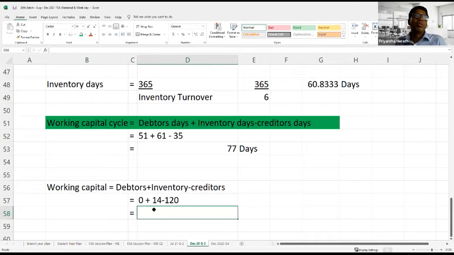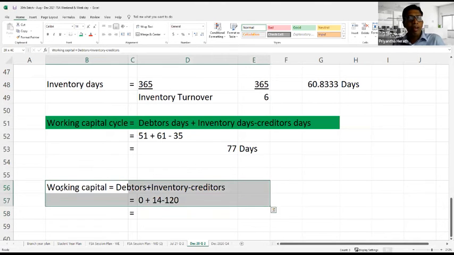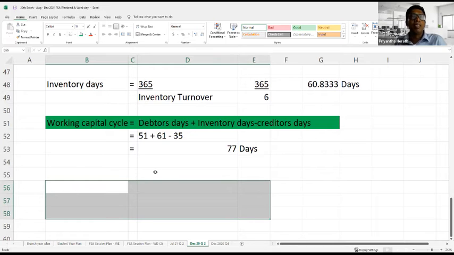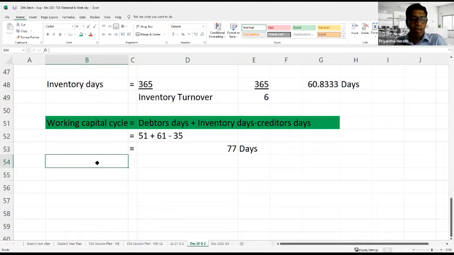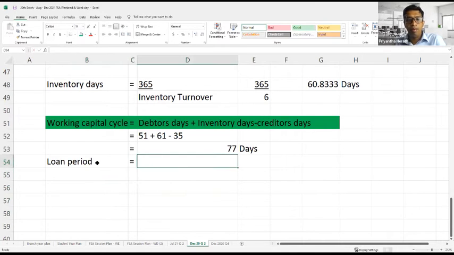Right. So in this question, the working capital days is 77 days. This is your working capital cycle, and this is the loan period. In your question, there are two items, the loan tenure and the loan amount. The loan period is 77 days. So if you get a loan today, you will have to settle it in about 77 days' time, and then again you need to take a new loan.